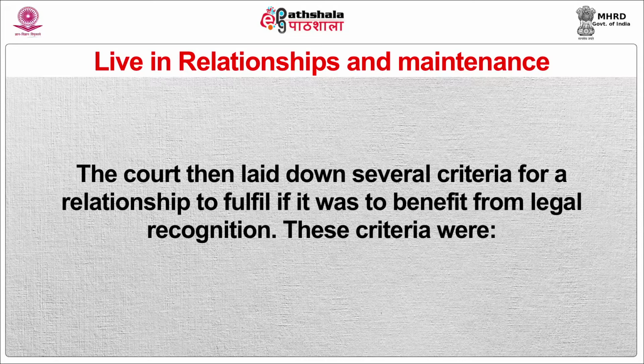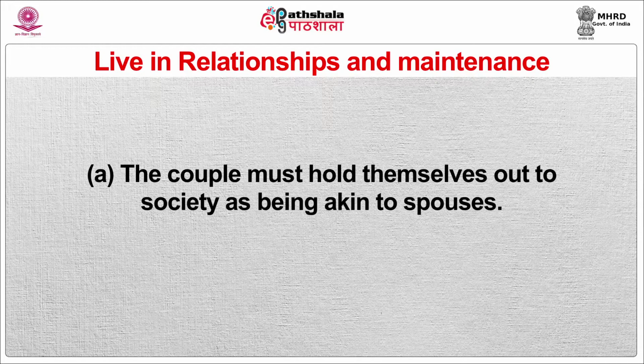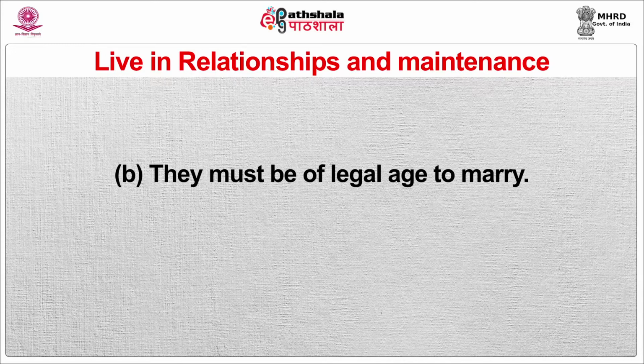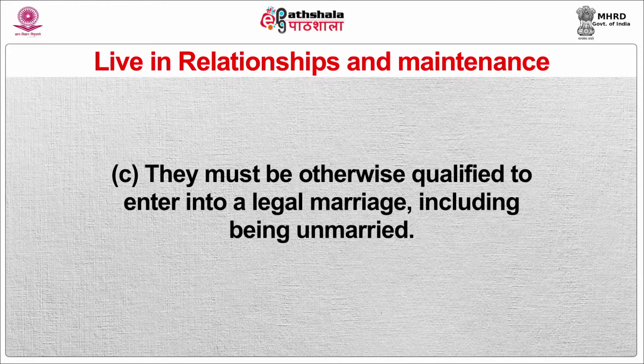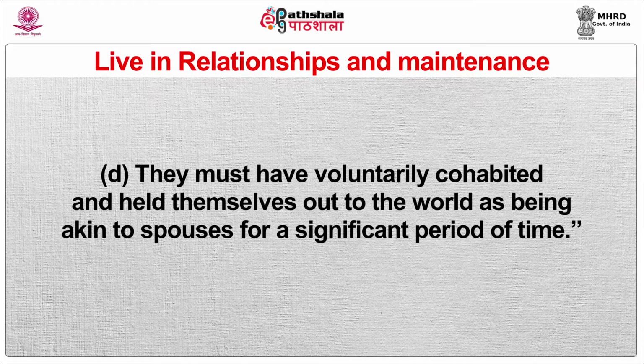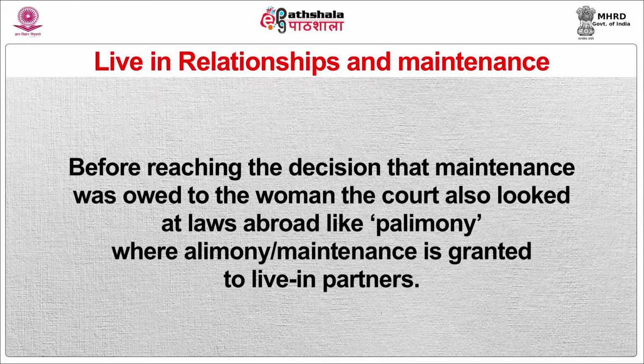These criteria were: A. The couple must hold themselves out to society as being akin to spouses. B. They must be of legal age to marry. C. They must be otherwise qualified to enter into a legal marriage, including by being unmarried. D. They must have voluntarily cohabited and held themselves out to the world as being akin to spouses for a significant period of time. Before reaching the decision that maintenance was owed to the woman, the court also looked at laws abroad, like America, where palimony exists.